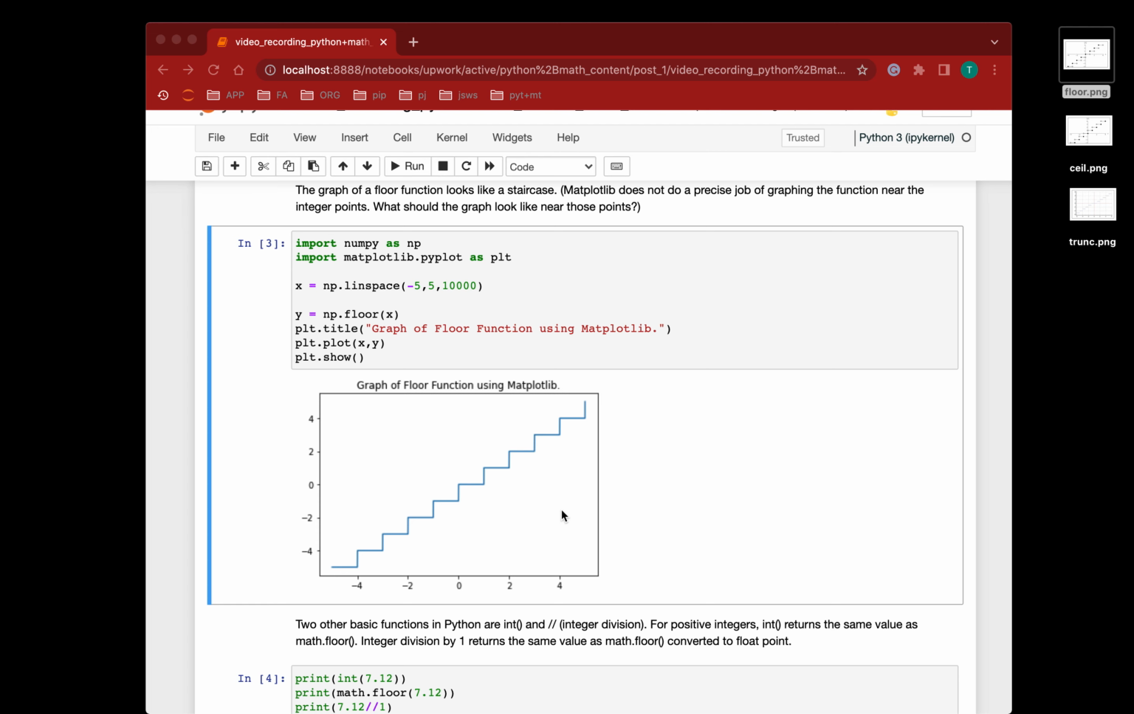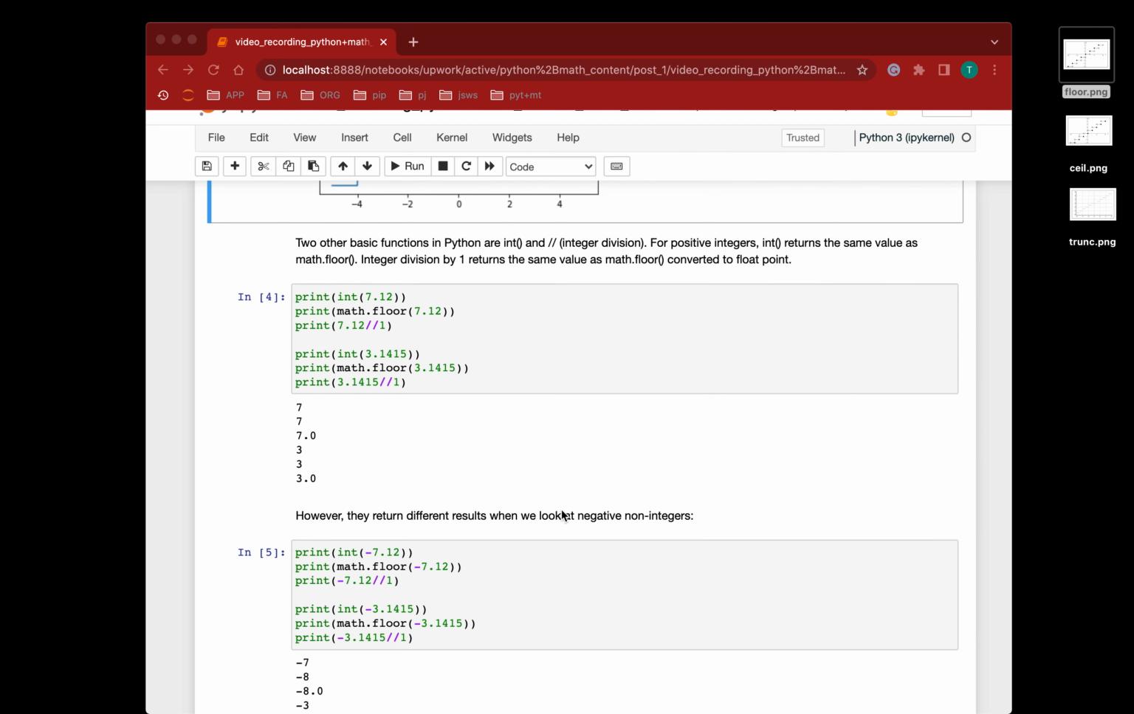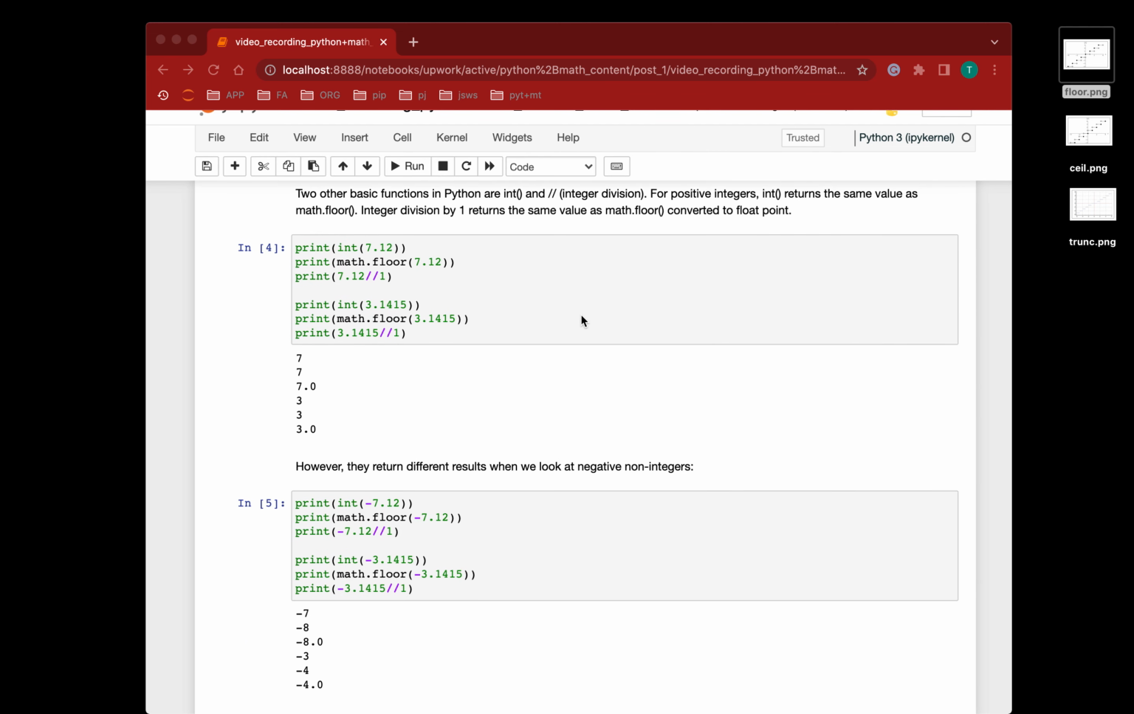We'll look at this graph again when we look at the ceil function. Let's move on. If you're somewhat familiar with Python, you'll notice that the math.floor function behaves in a very similar manner as the int function and the integer division by 1 function.